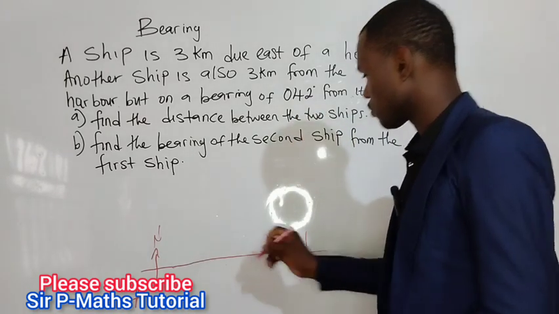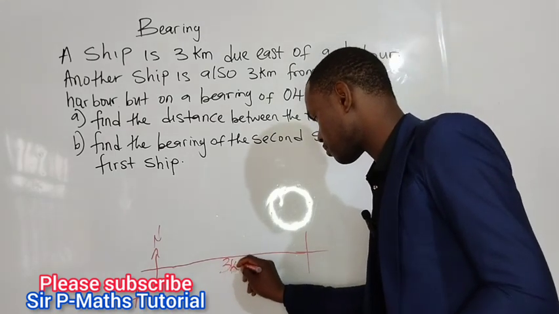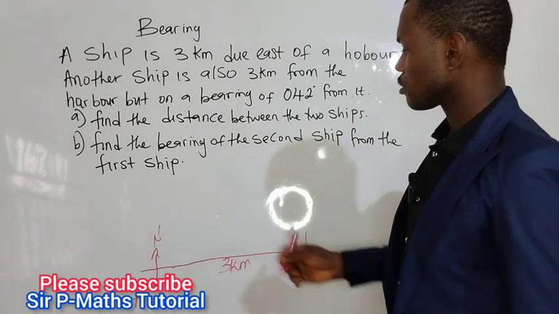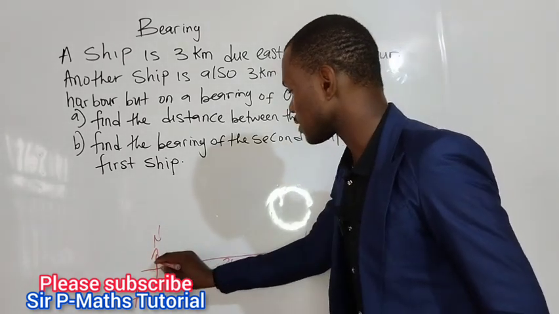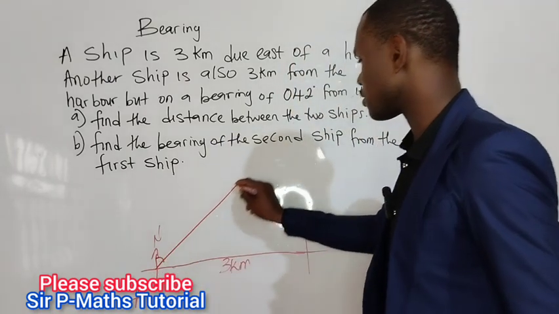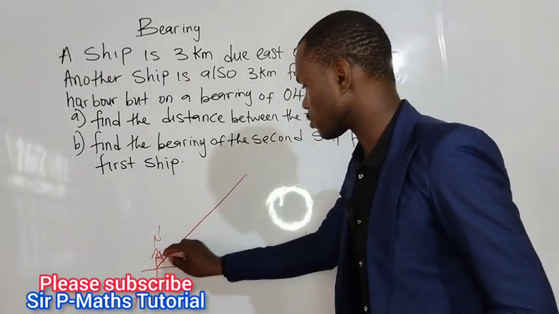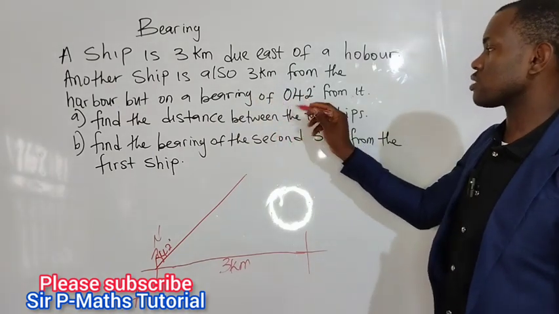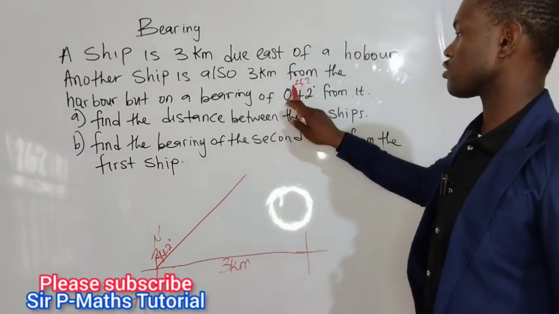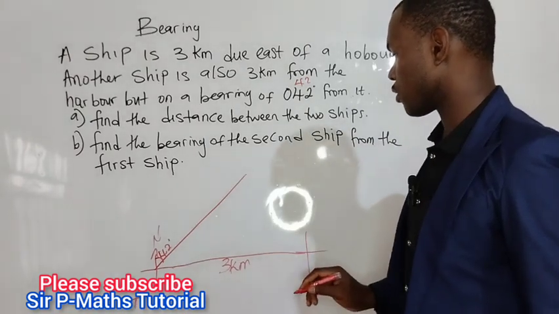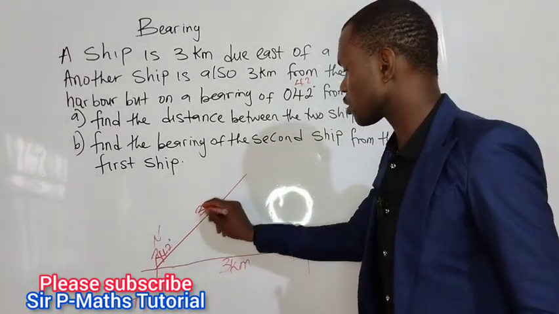42 degrees. This is 3 km. Okay, so the next ship moved from the same harbor at an angle of 42. Here is 42, so the movement will be like this. This is 42 degrees. 042 is the same thing as 42, just that it is represented as a 3-digit or 3-figure bearing. So this is 3 kilometers.